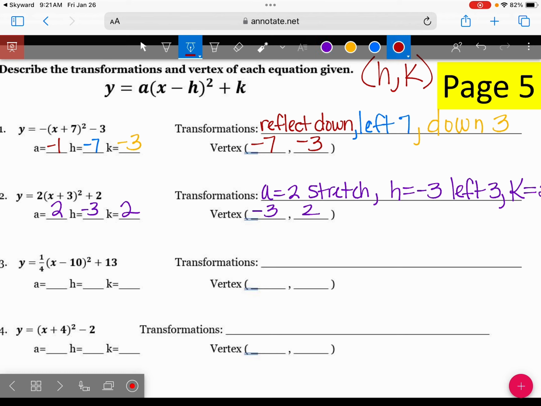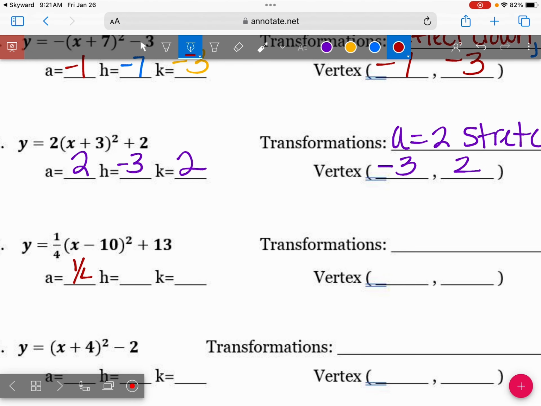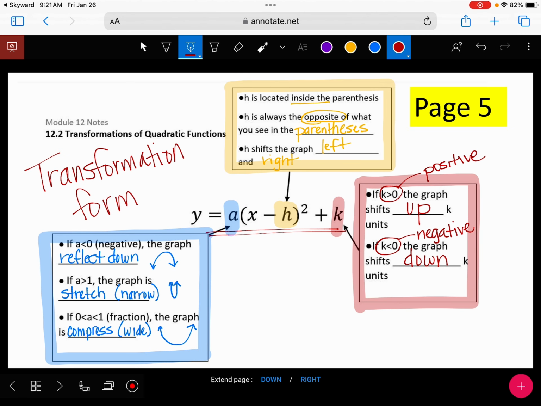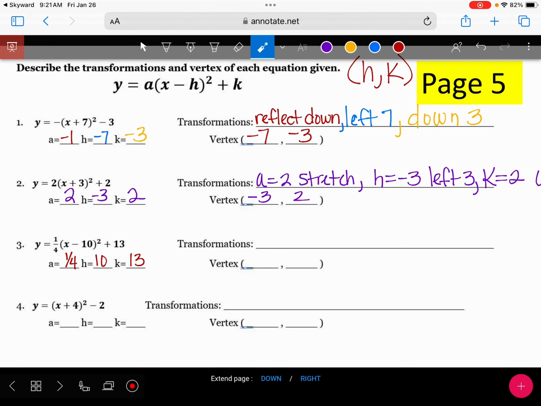All right, any volunteers to tell me A, H, and K? Okay, Juan, what'd you get? 1/4. What's H? +10. And what's K? 13. Good. So A is 1/4. Remember, if A is a fraction, you can either say compress or you can say wider. I would take either one on the test. So I'm going to say that it compresses.